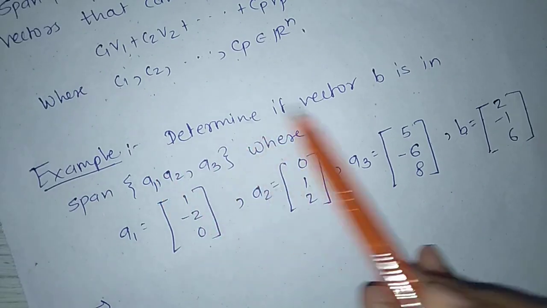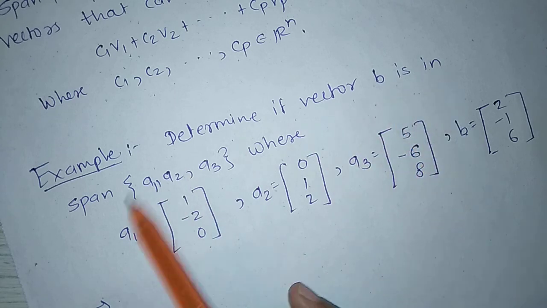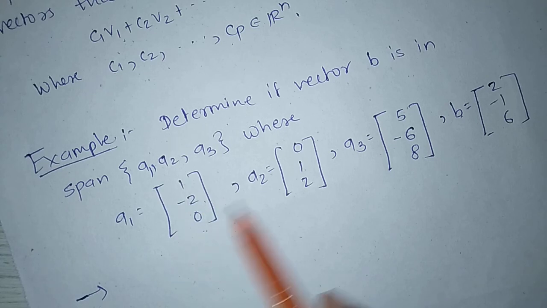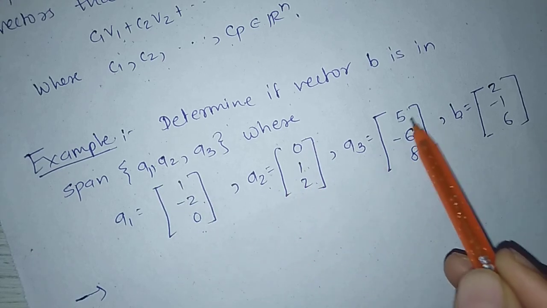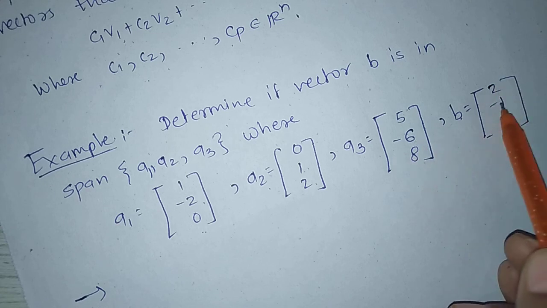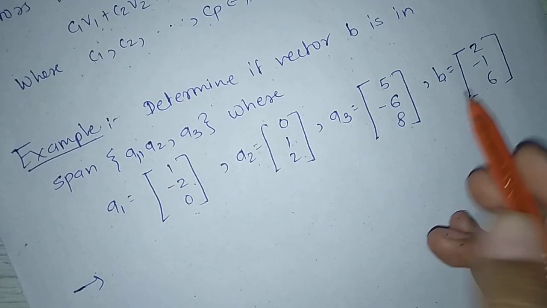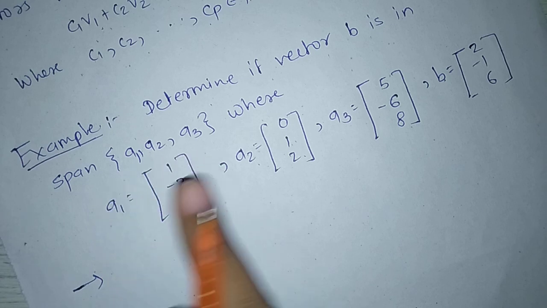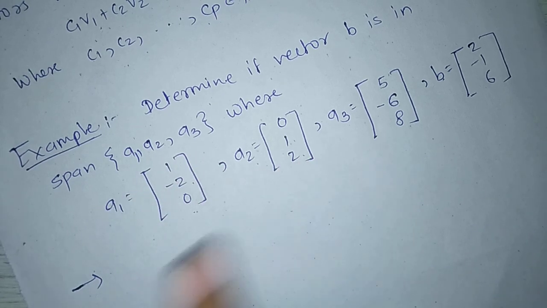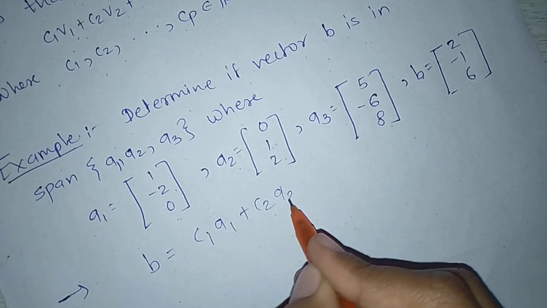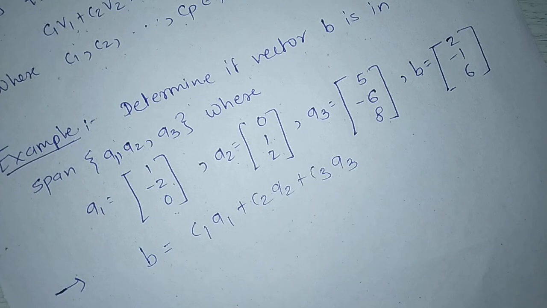Next example. Determine if vector b is in the span of a1, a2, a3, where a1 equals 1, minus 2, 0, a2 equals 0, 1, 2, a3 equals 5, minus 6, 8, and b equals 2, minus 1, 6. Now, to show that b is a linear combination of a1, a2, a3, b equals C1 a1 plus C2 a2 plus C3 a3. If values of C1, C2, and C3 exist, then we can say that b is a linear combination of a1, a2, a3.